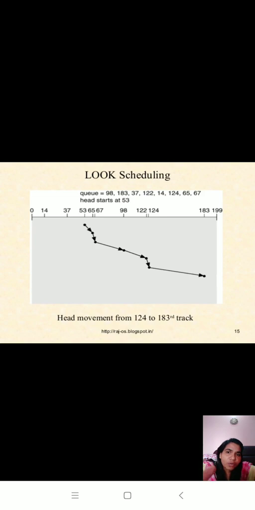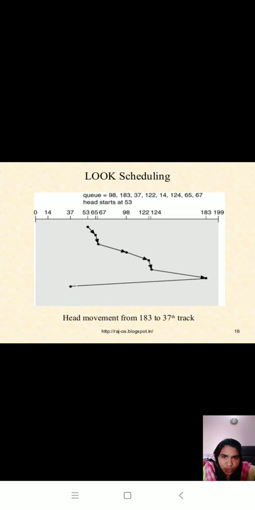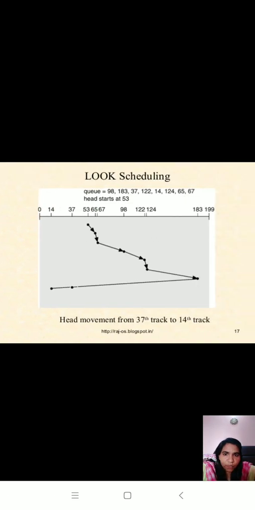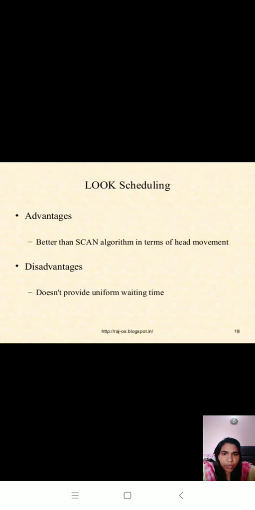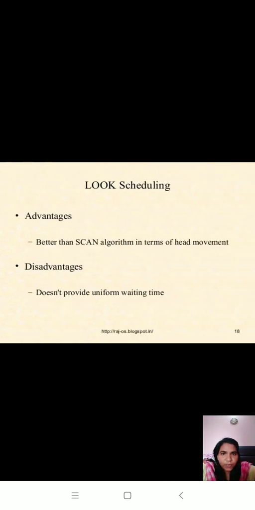Okay, and then we have to move from 183 to the next given value, like 37, which is to the left of 53. After that we have 14. Okay, so it goes from 37 to 14 and stops at that value, and we measure the movement of the cylinders. So first of all we have to find 183 minus 53 and 183 minus 14, and then we will get the result. Okay, so what was the advantage of LOOK scheduling?